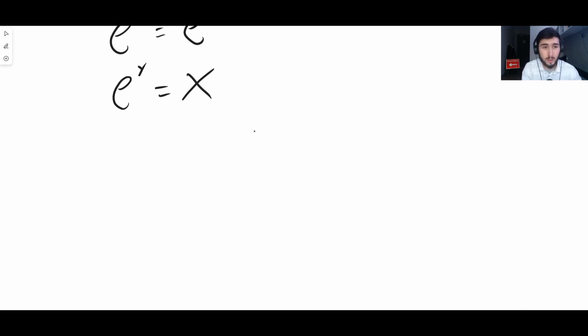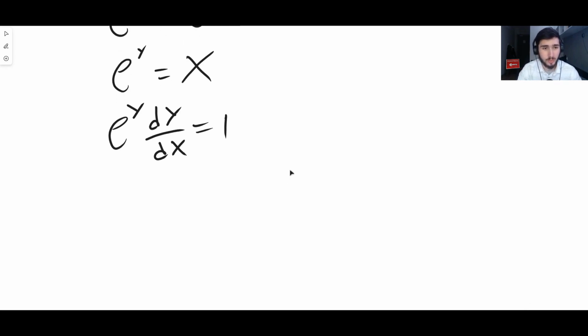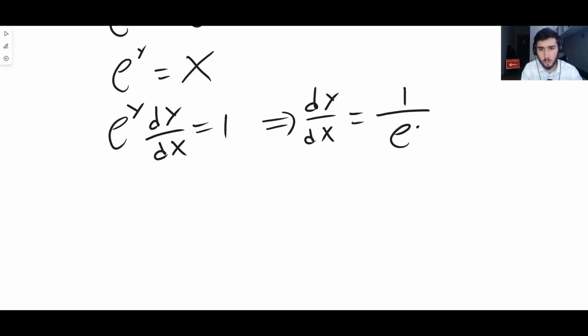So the derivative of e to the y with respect to y is e to the y, times dy dx. We need to do the same thing to both sides, so we also differentiate the right-hand side. What's the derivative of x with respect to x? It's just 1. Brilliant. Now we can make dy dx the subject. That's the whole point, right? We want dy dx. This is equal to 1 over e to the y.